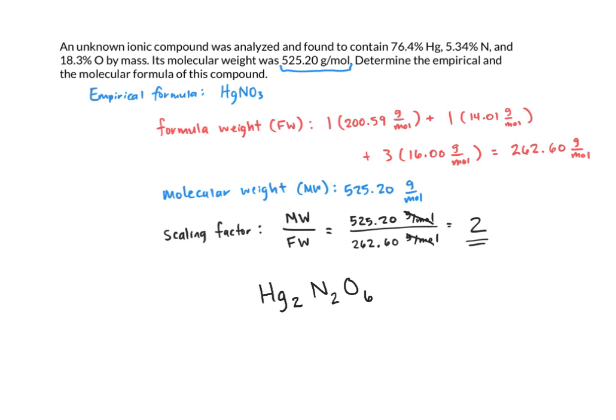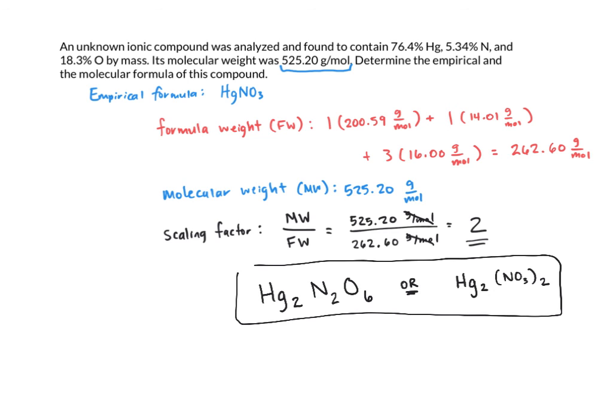Perhaps another way to write this, if we recognize that by virtue of this being an ionic compound and NO3 being recognizable as a polyatomic anion, we could have shown the equivalent formula as Hg2(NO3)2, or mercury(I) nitrate. Either of these is acceptable. Both of these are representative of the same molecular formula for the molecule that we've analyzed. Again, our molecular formula differs in mass from our empirical formula. In that case, we came up with a scaling factor by which we could multiply every subscript in our empirical formula to identify our molecular formula.